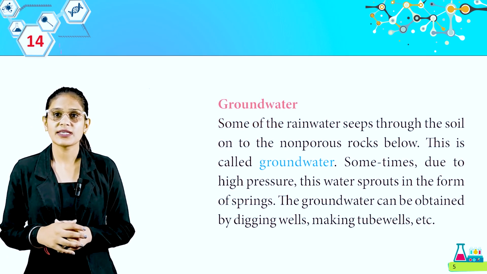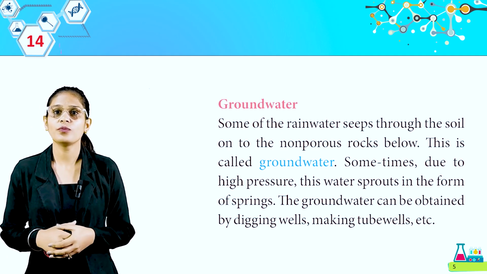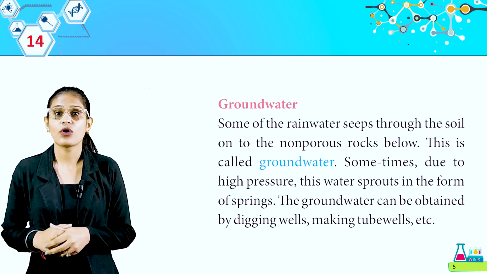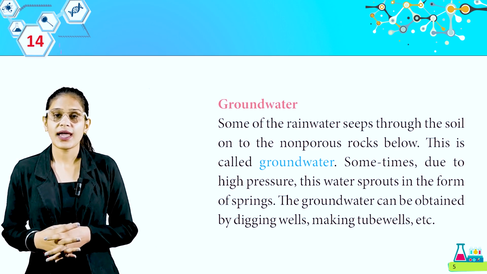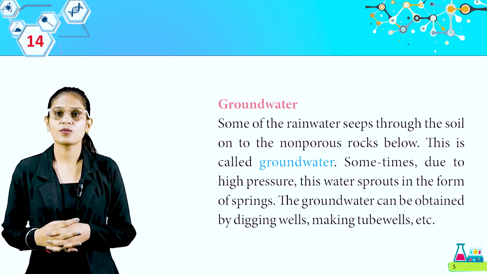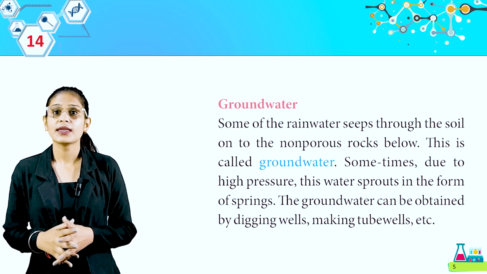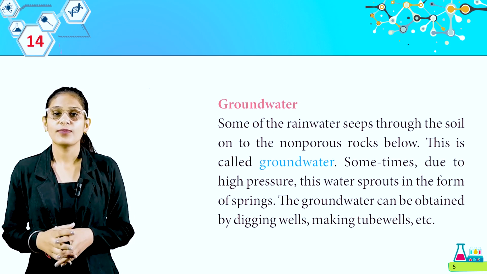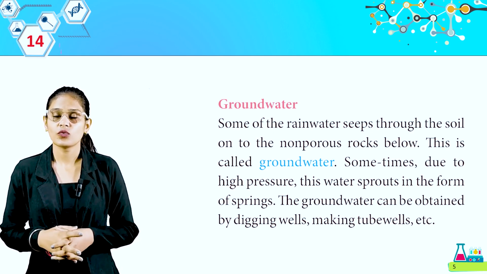Now here is groundwater. Some of the rainwater seeps through the soil onto the non-porous rocks below. This is called groundwater. Sometimes due to high pressure, this water sprouts in the form of springs. The groundwater can be obtained by digging wells, making tubewells, etc.